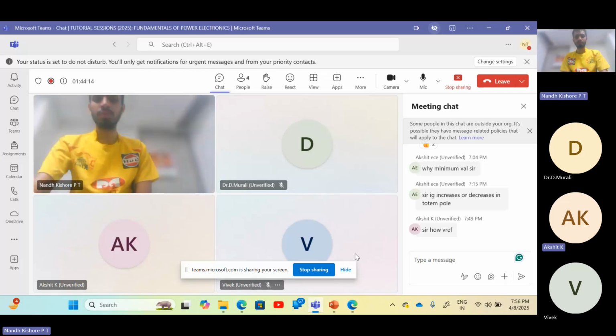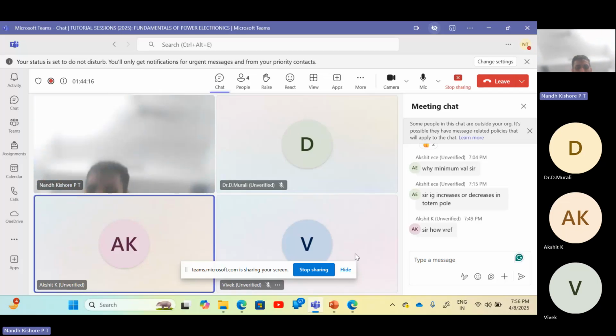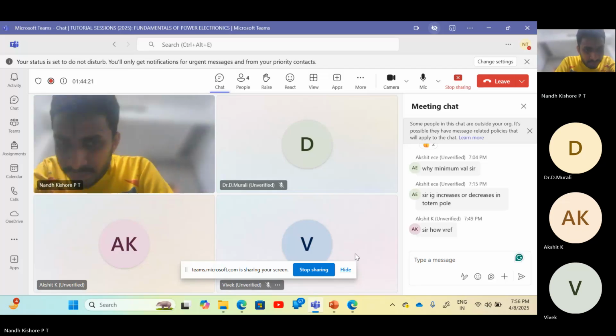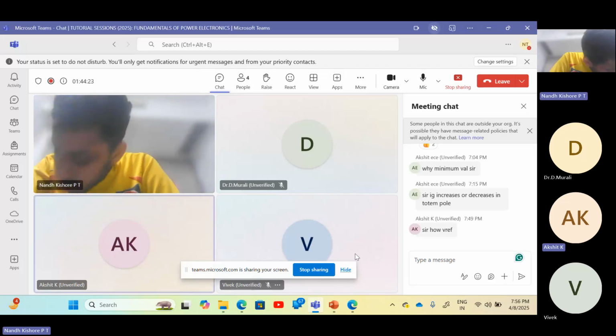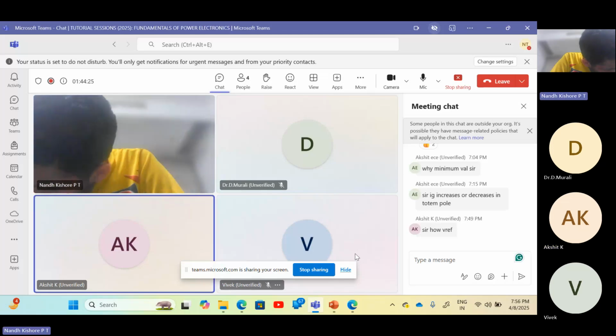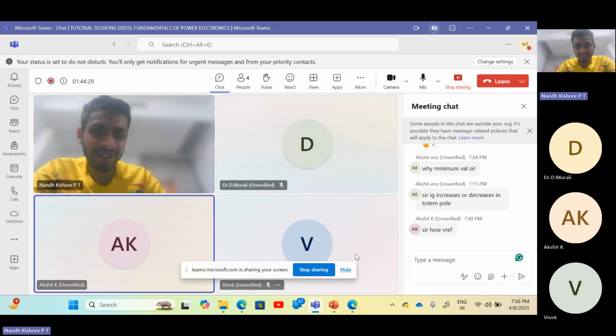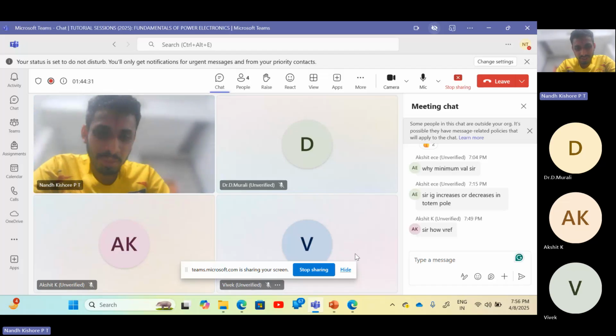The waveform of MOSFET. Sorry? And hello? From the last question that we had... Sorry, I'm not able to hear anything. So can you just type?